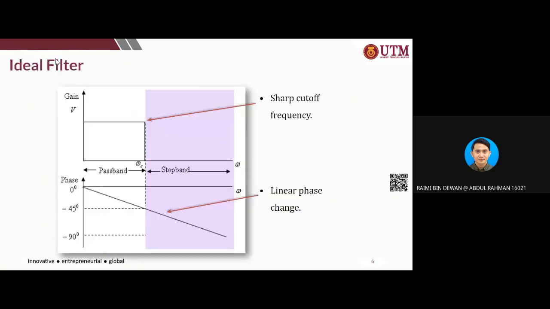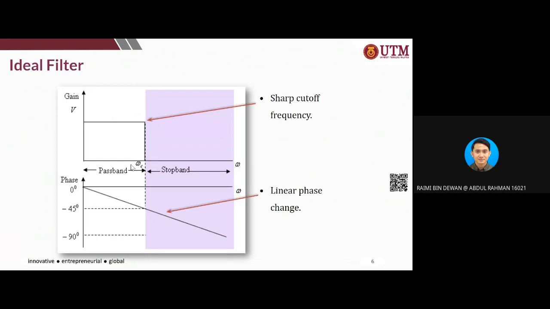So this is the ideal filter. If you can see, this is our low pass filter. This is the gain versus omega. Because this is a low pass filter, it only allows low frequency signals to pass through and will block the high frequency range signals. So here you can see this is omega C.